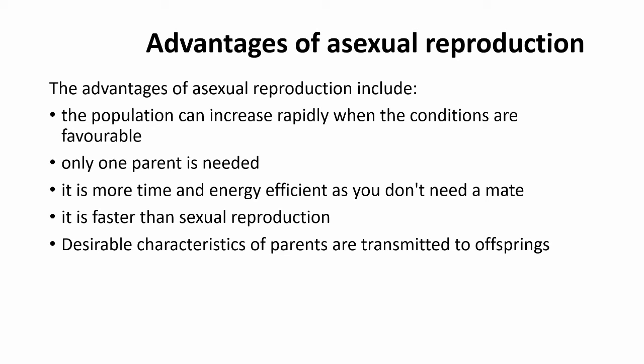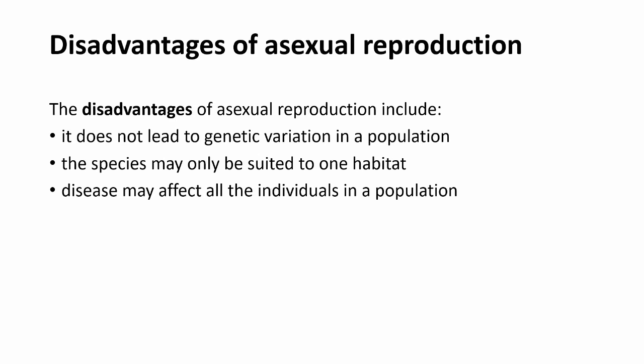Another advantage is that desirable characteristics of parents are being transmitted to the offspring. So take, for instance, if you desire a particular character from a parent and the plant is being produced asexually, those same characters which you get from that parent, you get the same characters in the offspring because it's from only one organism, so there is no mixing of genes whatsoever.